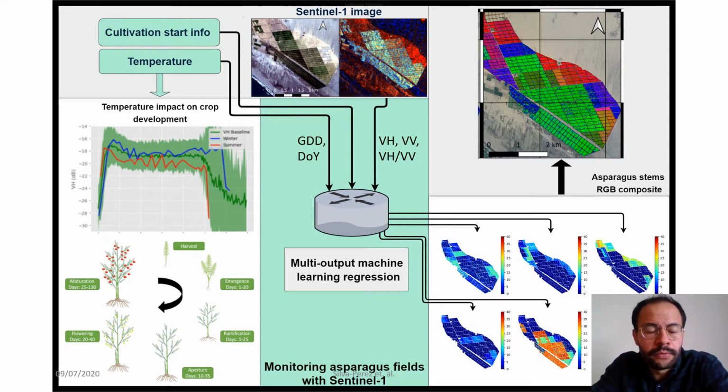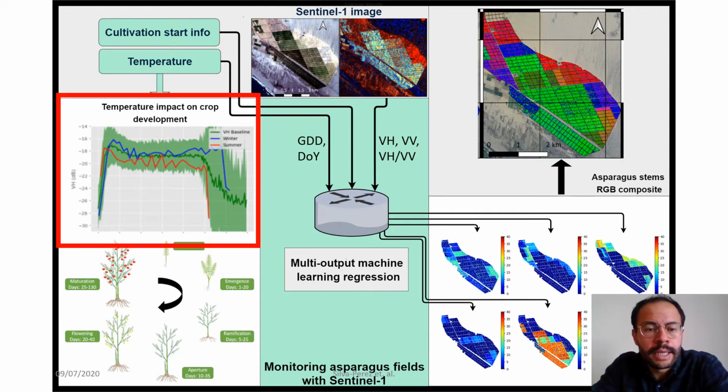So part of this work focused on analyzing the impact of the temperature on the canopy development, but I will not cover that part here because of time constraints. I will mostly focus on the application of estimating the crop development, or following the crop development. So in summary, we developed a method to approximate the crop stage after every new Sentinel-1 image.